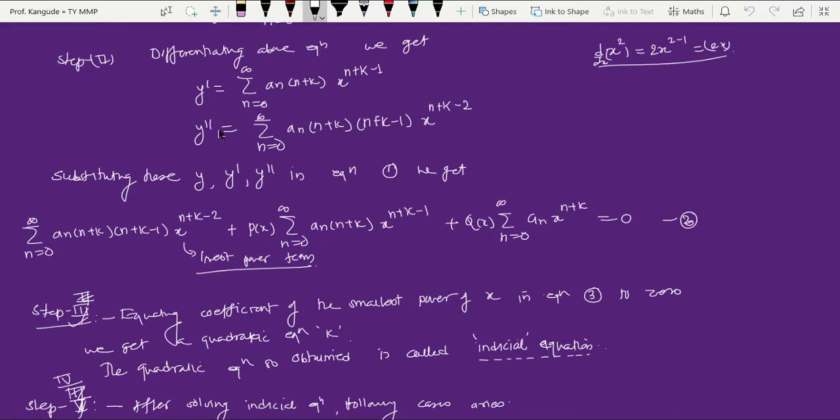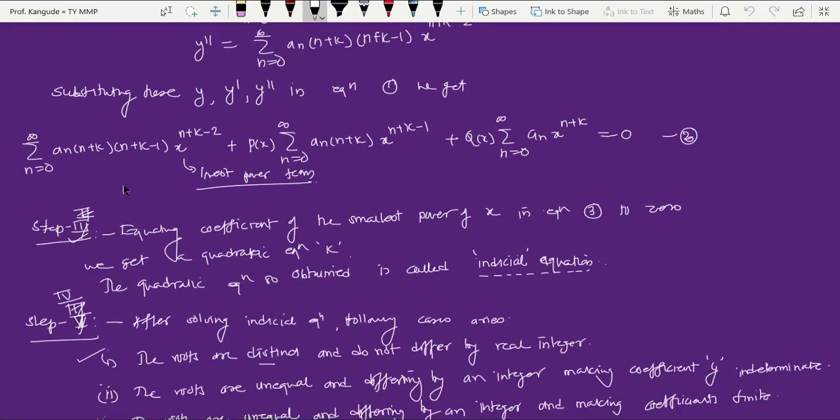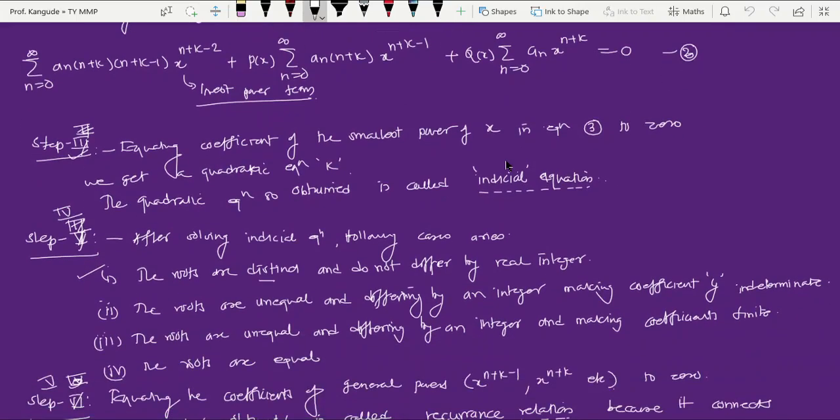Now write all these y, y dash and y double dash in our differential equation. We will get this type of equation number 3. In this equation number 3, the coefficient of the least power of x gives you the indicial equation. That is essentially a quadratic equation in k that will be solved, and based upon the roots of this indicial equation, several possibilities are there for any power series for a given differential equation. Then the coefficients of the remaining powers of x give me a recurrence relation.